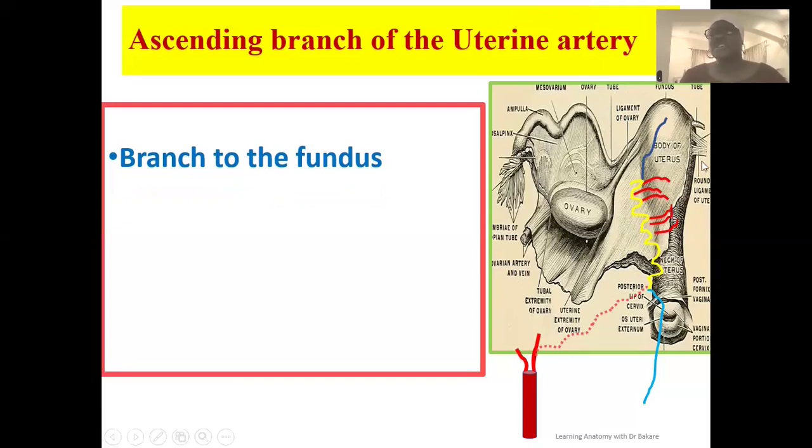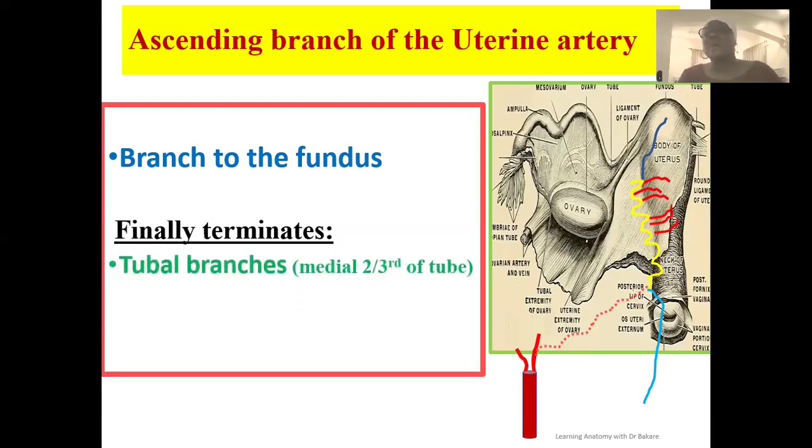The fundus of the uterus is located at this superior upper margin that is located above the emergence of the uterine tube. This is where we have the emergence of the uterine tube. And at this upper region is where we have the fundus. Upon this, it is then finally seen to terminate into the tubal branches and also the ovarian branches.